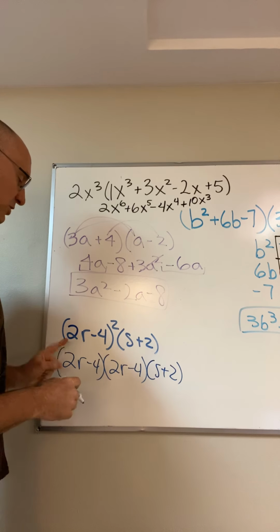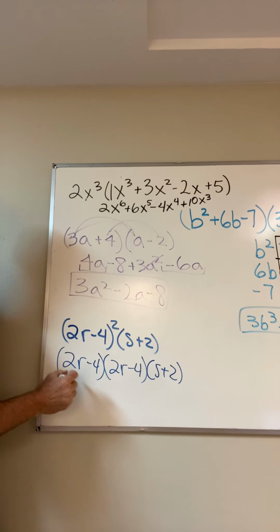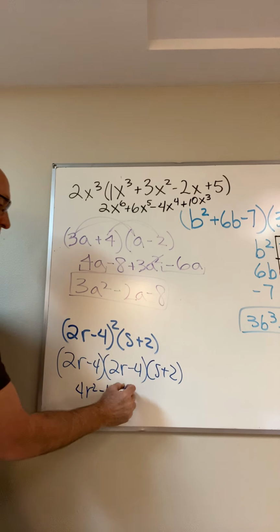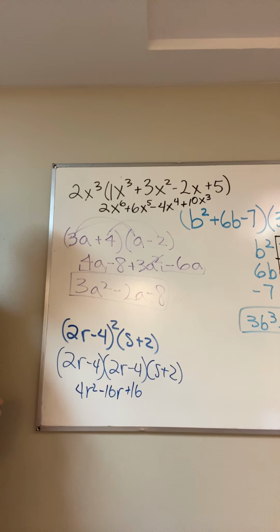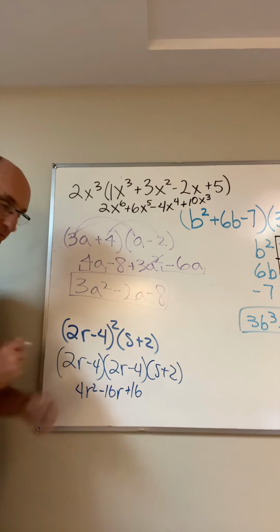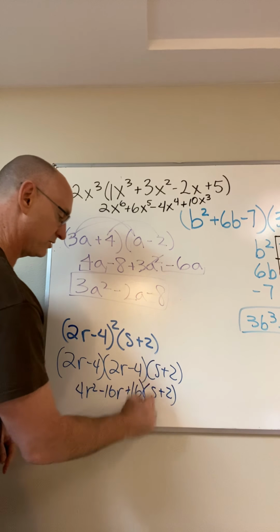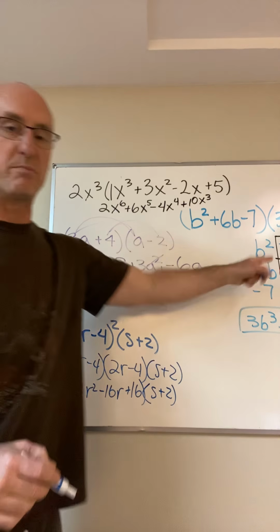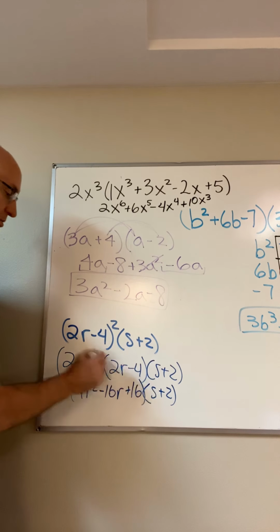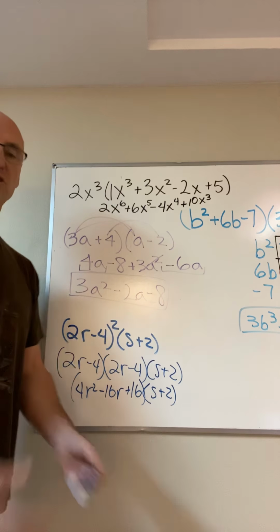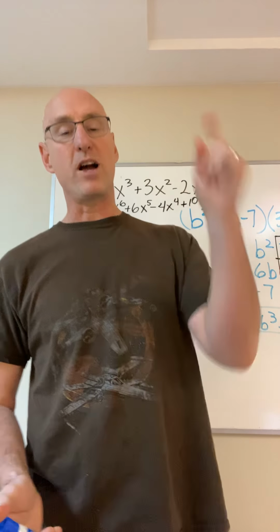So when you multiply these two together, you'll get 4r squared minus 16r plus 16, like that, okay? Trust me. And then you still have to multiply that times s plus 2, and you could just work that through in the box, or you could just distribute the s and then distribute the 2 and lay it all out, and then just combine your like terms.